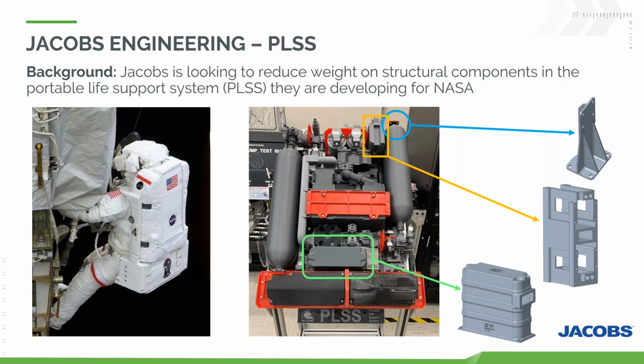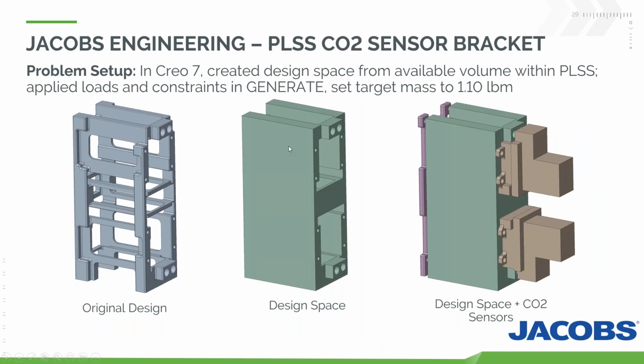So they used generative design to look at three components. We're going to look at one of those, which is the CO2 sensor bracket. Essentially they have the original design shown here, which is to position and mount some CO2 sensors to monitor the amount of carbon dioxide in the air that is being sent to the astronaut. Very critical. So they took that original design, defined a design space, defined some interfaces into that, what was critical, and then fed that into generative topology optimization.